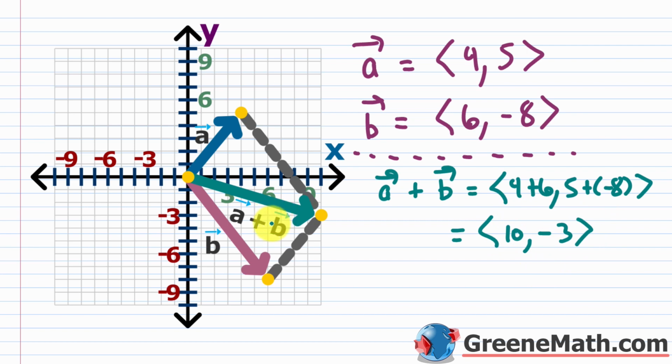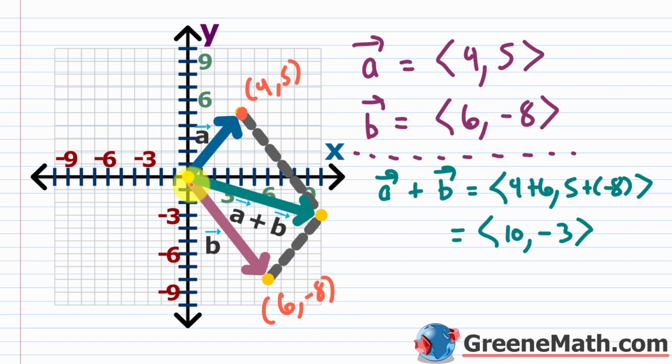So how do we use this parallelogram method? It's a little bit different than what we just saw, but you get the same result. Basically, you're going to sketch vector A and vector B in standard position. So in each case, the initial point is at the origin, or 0, 0, and your terminal point is given here. For the vector A, the terminal point is here. So this is at 4, 5. For your vector B, the terminal point is here. So this is 6, -8.